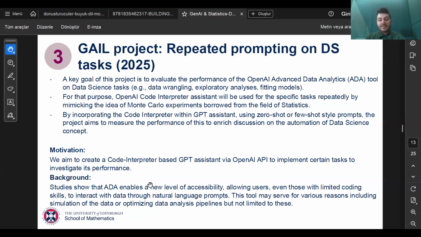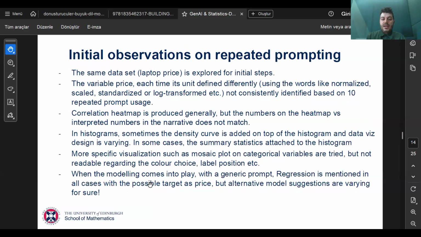And so far, what we did is basically look at a couple of repeated promptings for certain data science related tasks. Again, just to highlight a couple of initial observations on repeated prompting, what we tried was basically asking the same prompt 10 times. As we can imagine, because of the randomness, we can get different structure, different texts of writing, and from time to time, different results, including some data visualization details as well.